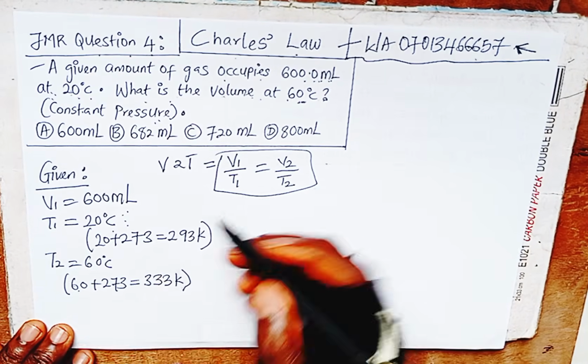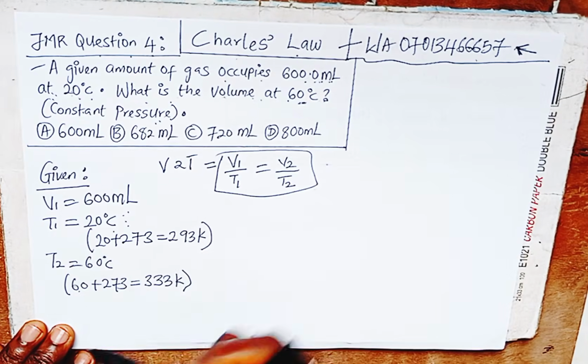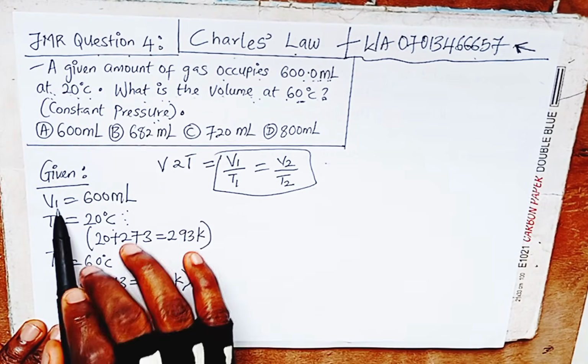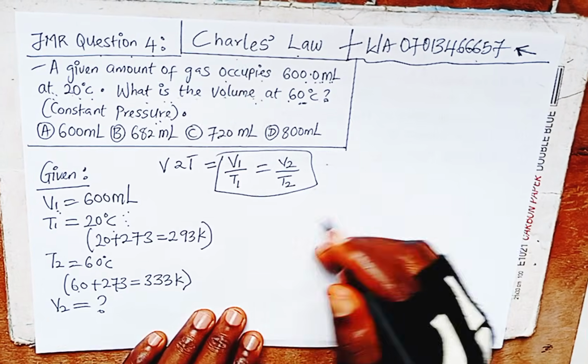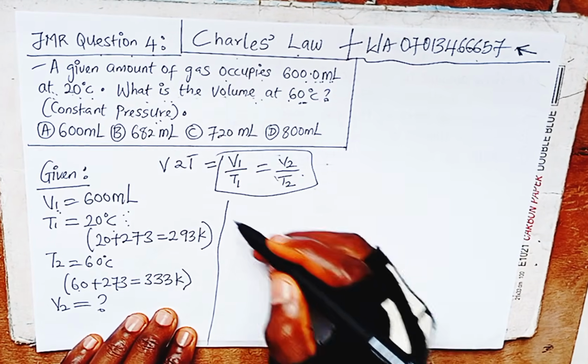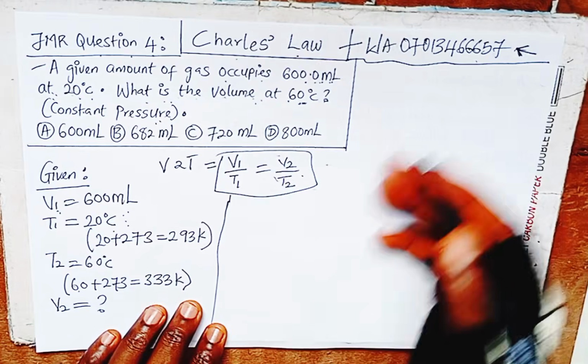So they said at constant pressure. This is what we are looking for: the final volume. This is the first volume, and we are looking for the second volume. V2 is equal to question mark. Since we are looking for V2, there's no need to make any subject of the formula. Just substitute and get your answer. If you are solving all these gas laws, substitute and get your answer.